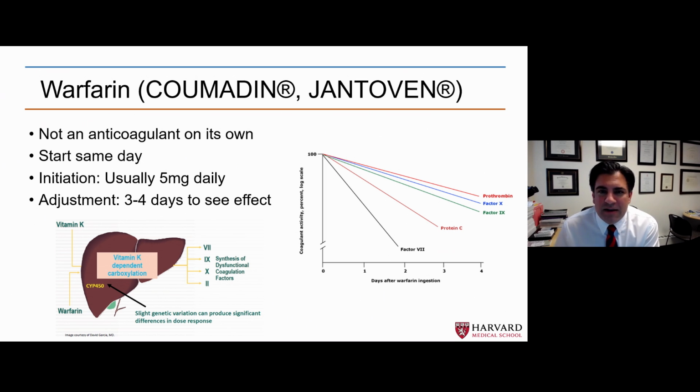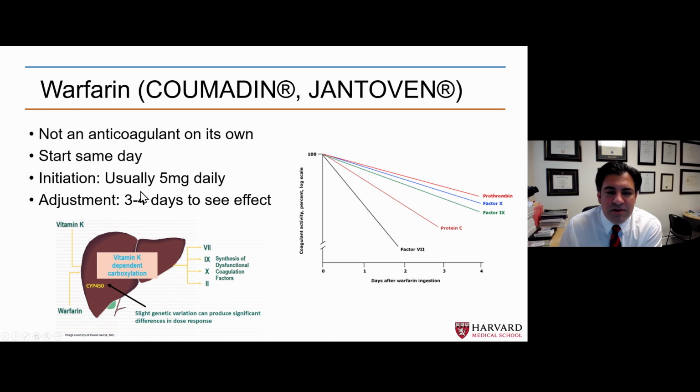Warfarin is not an anticoagulant on its own. If you take a blood specimen and you put warfarin into it, it has no anticoagulant effect. It's only its effects on vitamin K-dependent gamma carboxylation in the liver to create coagulation factors that function, or are dysfunctional.